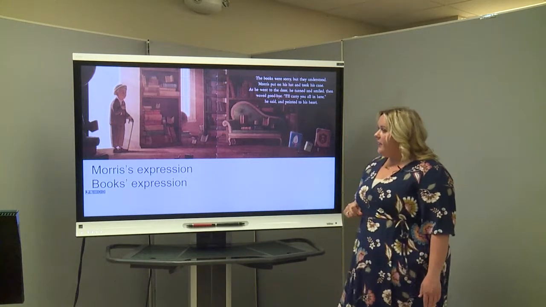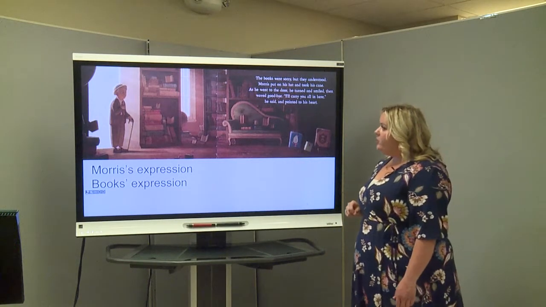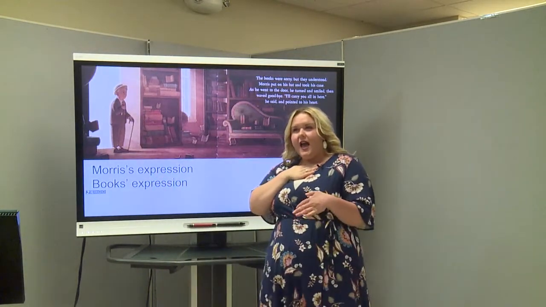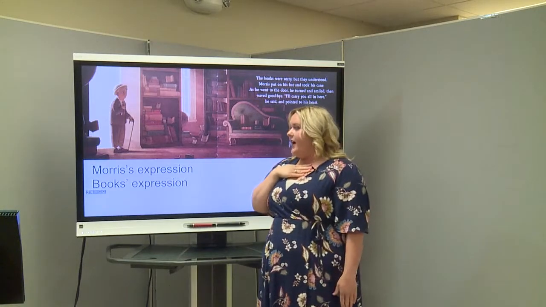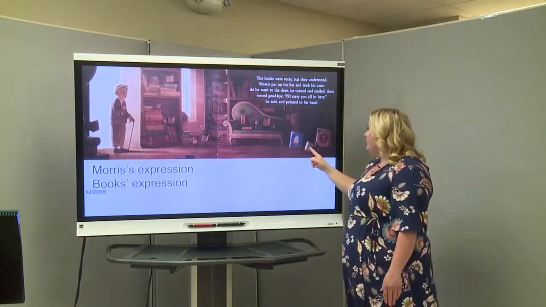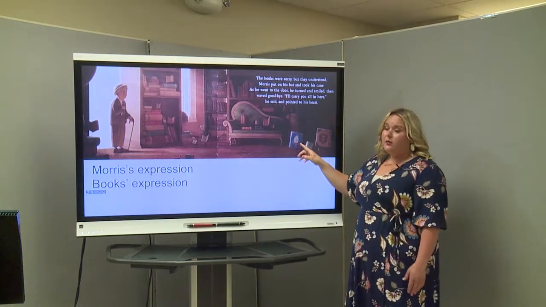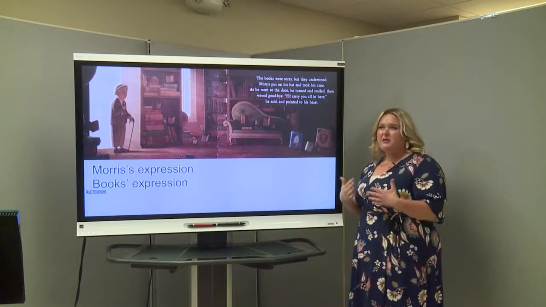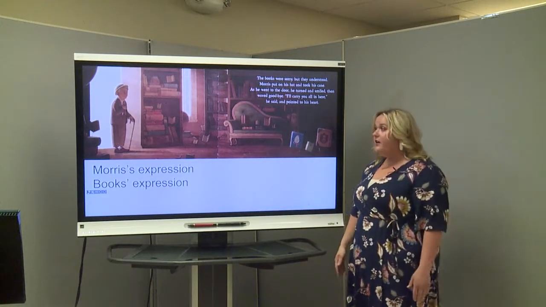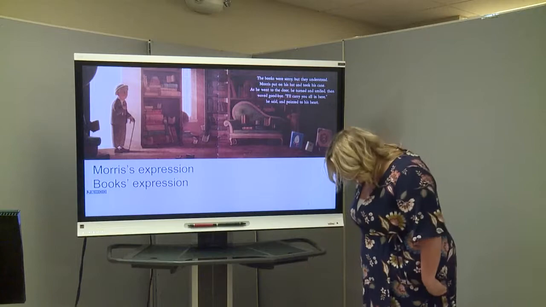All right, so right here, I want you to notice Morris's expression. Looks very content. Kind of sad, not super excited, but not really sad. He said, I'll carry you all in here. And look at the book's expression. He's very sad, but he understands what's happening. Sometimes there's hard things that happen in life, but we understand why they have to happen. So it's okay that he's leaving, even though it's sad.